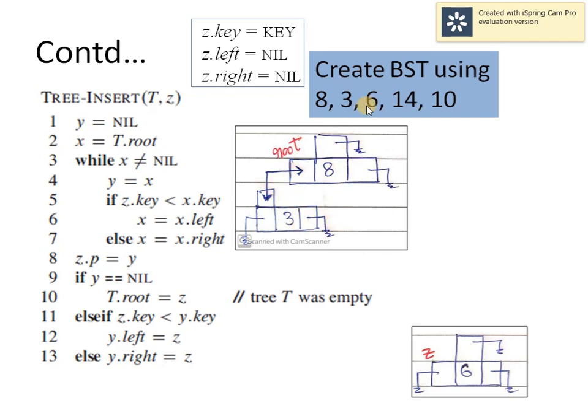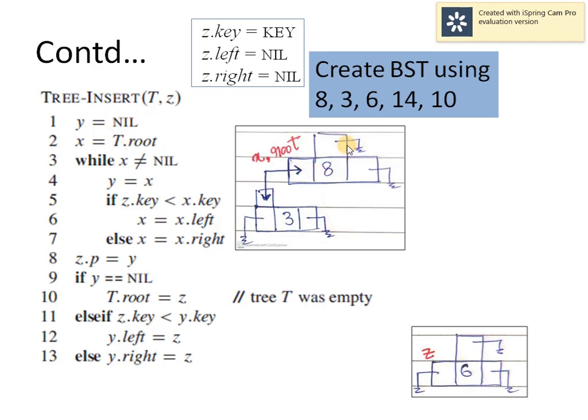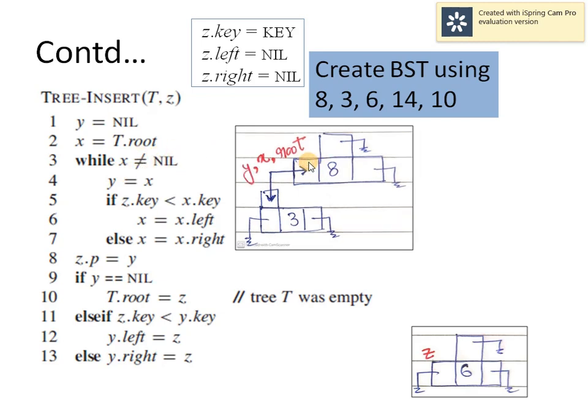Now we have to insert 6. So again, we will create a new node z and initialize all its pointers to null. And then this is the binary search tree whose root is pointing to 8. Now again, x will point to the root of the tree. And since x is not equal to null, y will also point to node 8. We have a structure something like this.